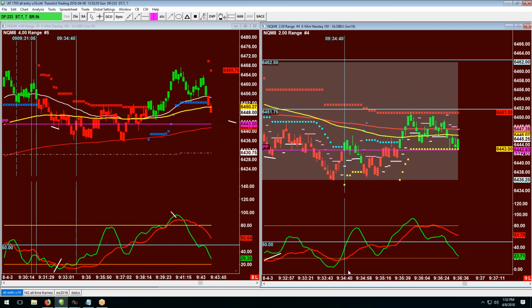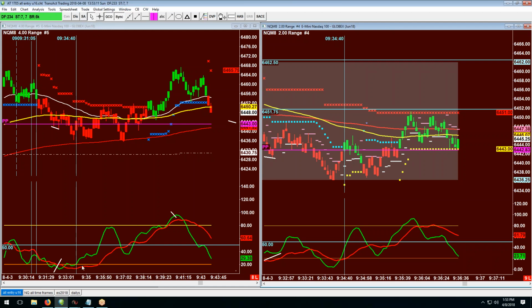Now, the exception to that would be if you had 40 points worth of space, or you could take one of those advanced entry techniques based on what we went over during the webinar on Thursday afternoon. And then if you look over here on the filter chart, green line is above the red.